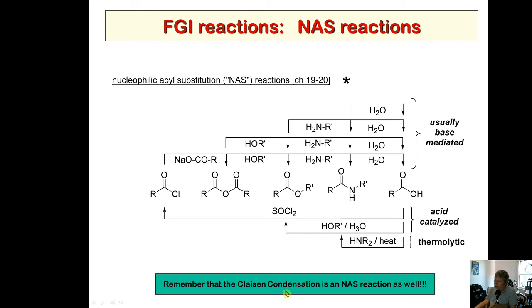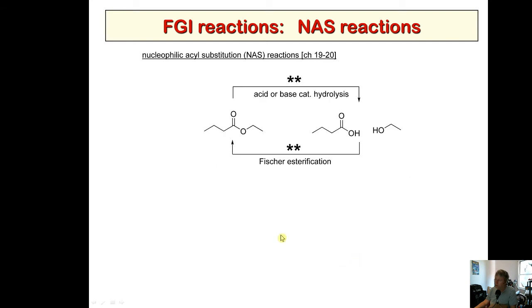Remember that the Claisen condensation is also an NAS. That was the esters reacting with esters to make beta ketoesters. Okay, these are just kind of cool. So it's sort of a cyclic process. Of course, I can go from an ester to a carboxylic acid and an alcohol using acid or base catalyzed hydrolysis. Good reactions to know.